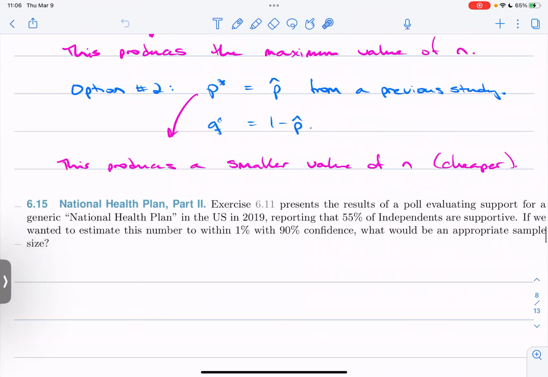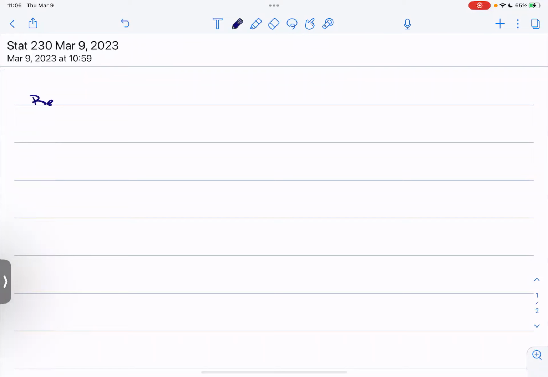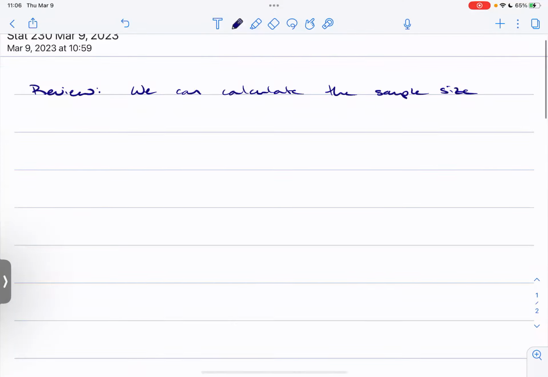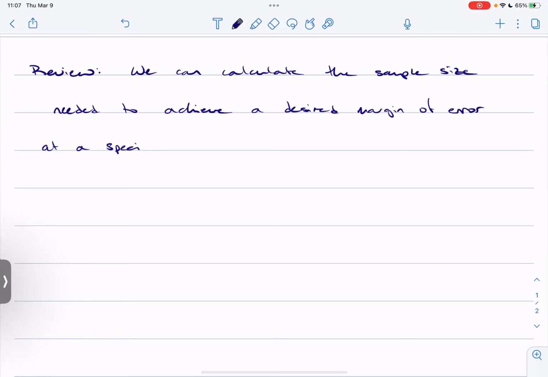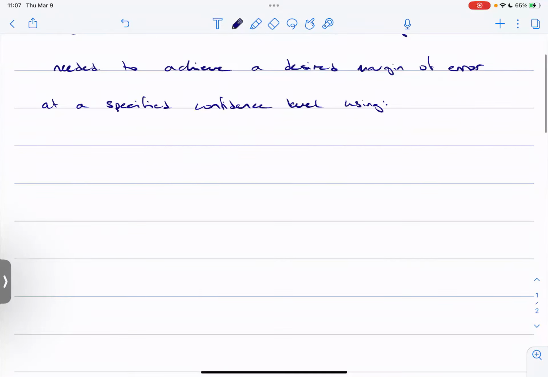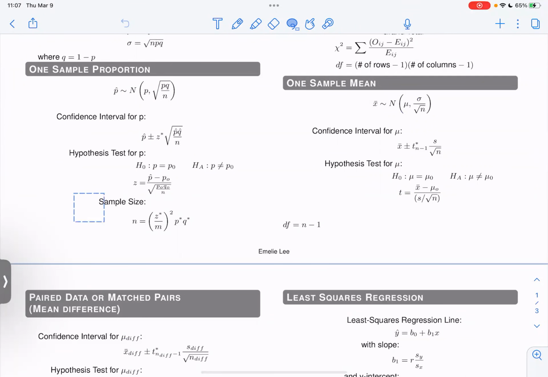Okay. And then I left you with this itty bitty exercise that we are going to finish today. So review: we can calculate the sample size needed to achieve a desired margin of error at a specified confidence level using the sample size formula.